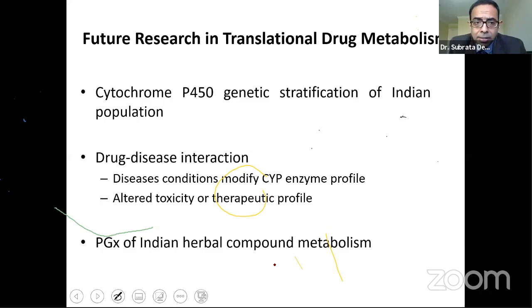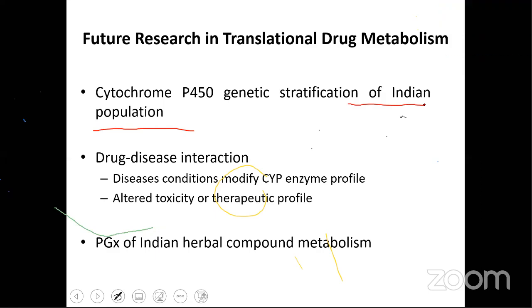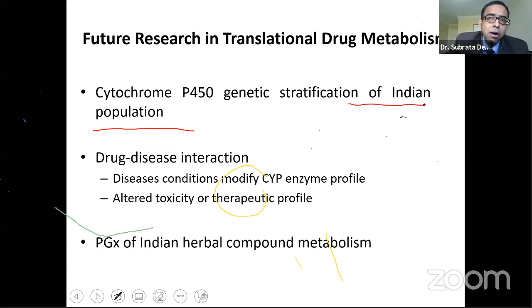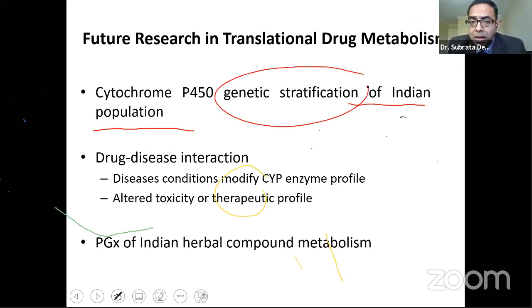And in terms of the Indian context, I think it's even more relevant, because India has a very diverse origin. If you think about how Aryans and Dravidians and Mongolian origins India has, the northeastern part of India, western part, southern part, or northern part of India, they could be very different because of their origin 100, 200, 500 years back. That opens up genetic stratification opportunity for drug metabolizing enzymes and to identify drug-disease interaction, so how different diseases are affecting the pharmacokinetic outcome. And finally, the PGx, or Indian herbal compound metabolism.